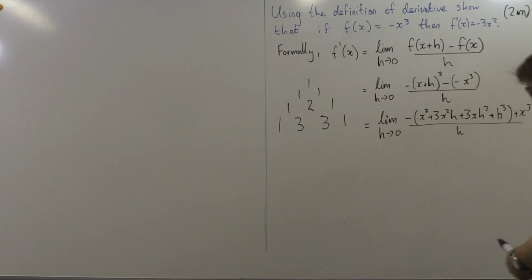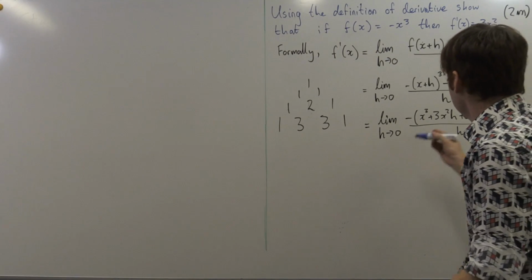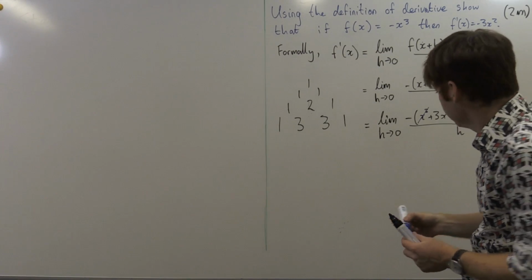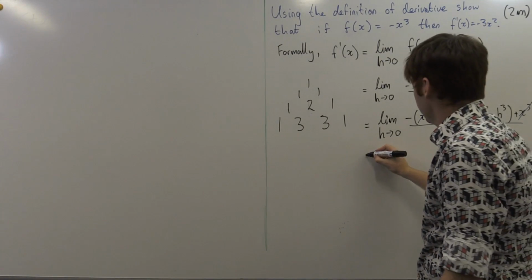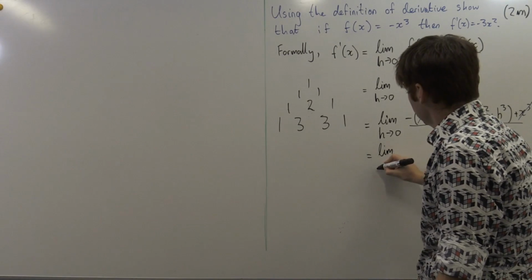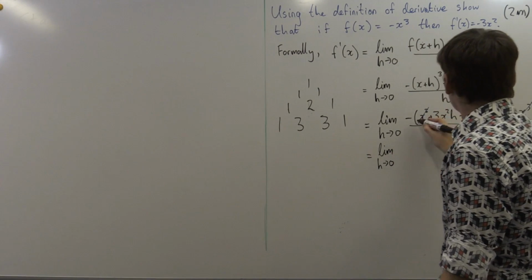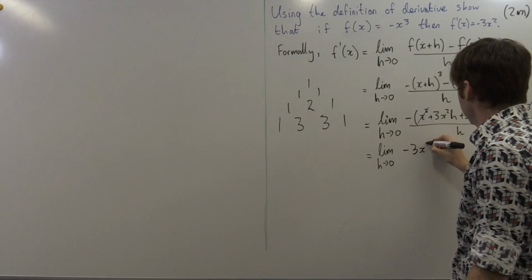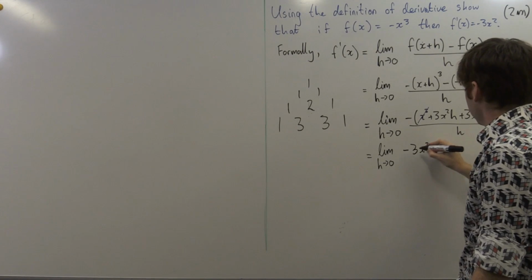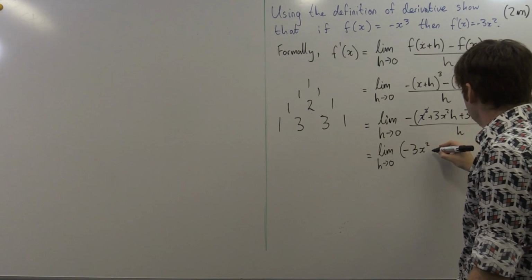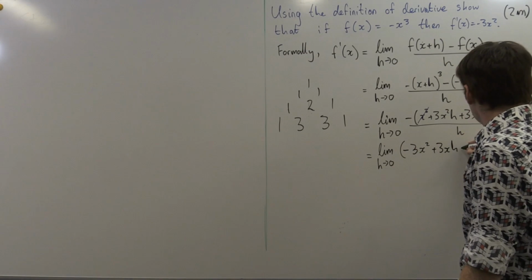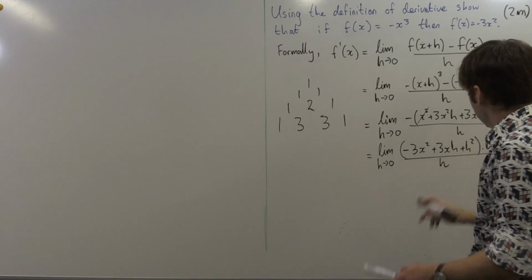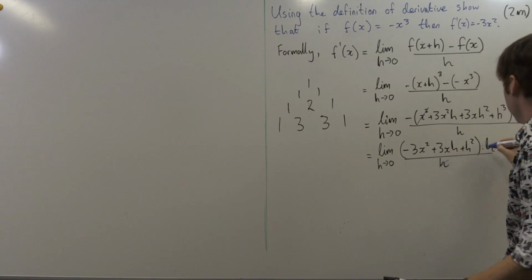And the nice thing that happens, and this will happen every time you have one of these formal definition questions, is the terms without any h in them whatsoever will cancel. So I can write this whole thing as the limit as h approaches 0 of the remaining terms, which is negative 3x squared. Maybe I'll take a common factor of h out of this. Plus 3xh plus h squared, times h, all over h. And again, that will now cancel with that.